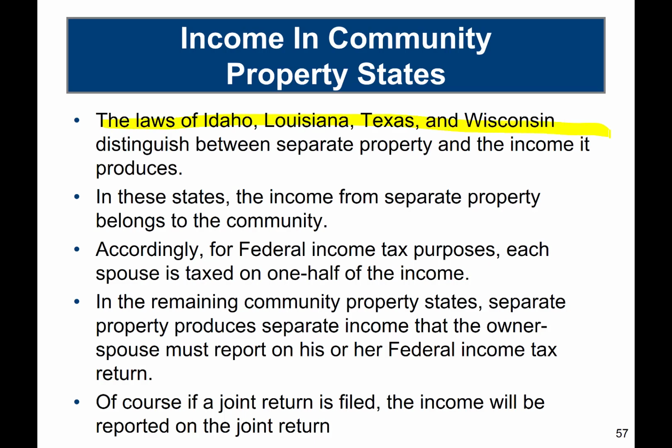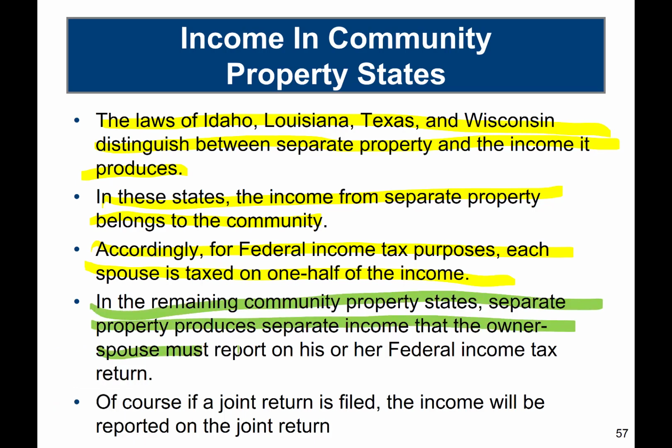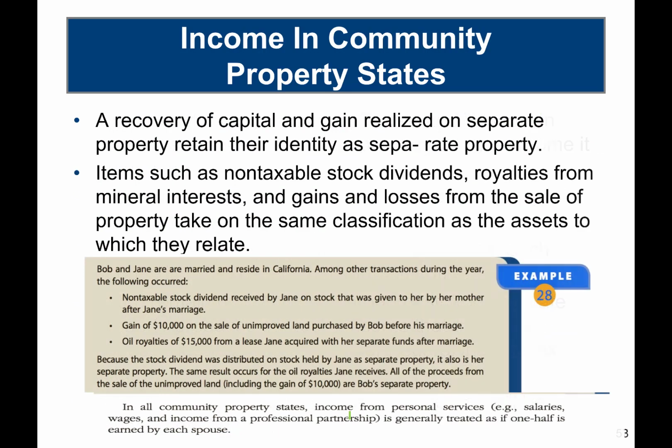The laws of Idaho, Louisiana, Texas, and Wisconsin, I guess Idaho is in there too, cover separate property and the income it produces. In these states, income from separate property belongs to the community. Accordingly, for federal tax purposes, each spouse is taxed on one half of the income. In the remaining community property states, if the property is separate, the income is separate. And again, of course, if we file a joint return, then all the income is just reported on the joint return. There's no real consequence there.